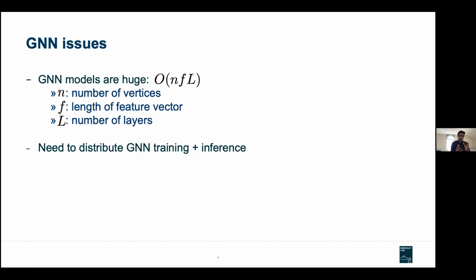To give some context here, the number of vertices could be anywhere in the millions, maybe even a few billion for very large graphs. f, the length of the feature vector, is typically maybe a few hundred. And L, the number of layers in our GNN, is typically about 2 or 3. GNNs don't tend to be very deep. But altogether, this is too much space to fit on one GPU. In case you don't know, most deep learning training is done on GPUs, and GPUs tend to have a lot less memory, maybe like 16 gigabytes, 32 tops. And so these models won't fit in their full form on a GPU.